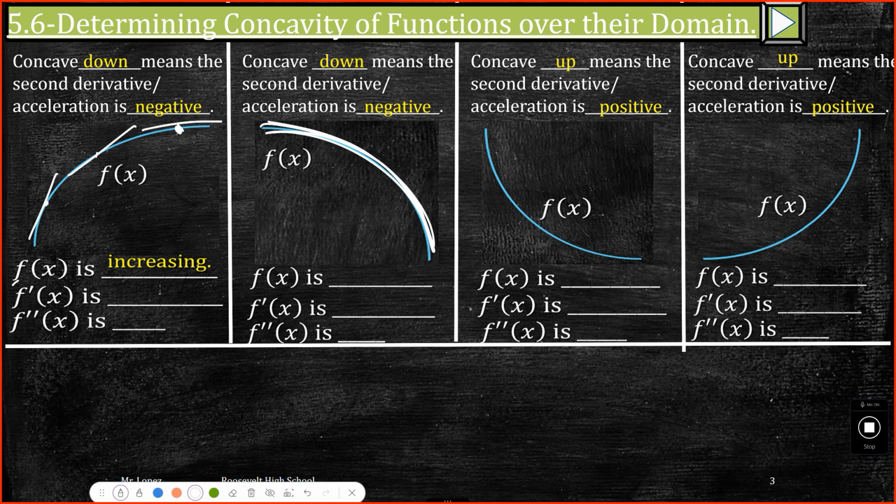F prime of x is the slope, and what are they doing? Well, they're definitely decreasing, because this is a higher slope. The slopes are decreasing. So the slopes are decreasing, yeah, so this is decreasing.